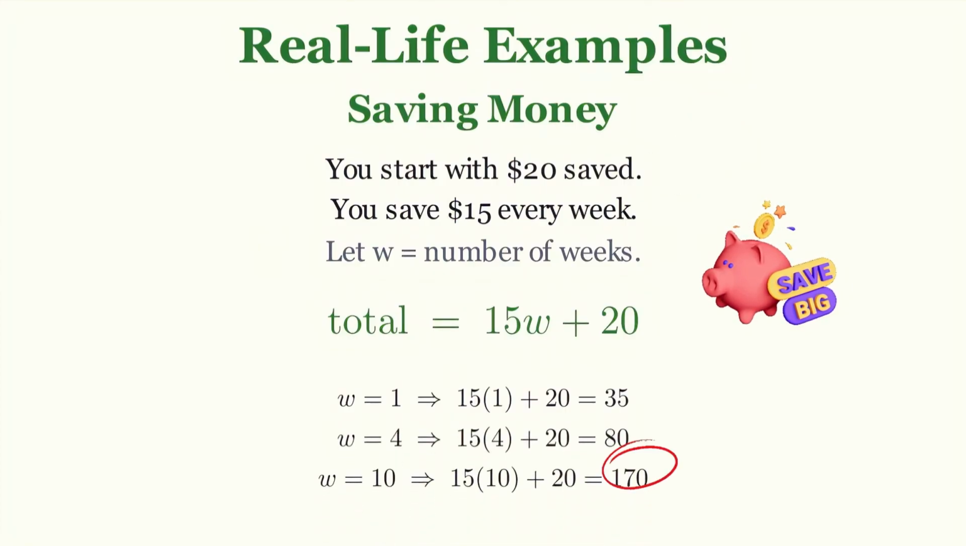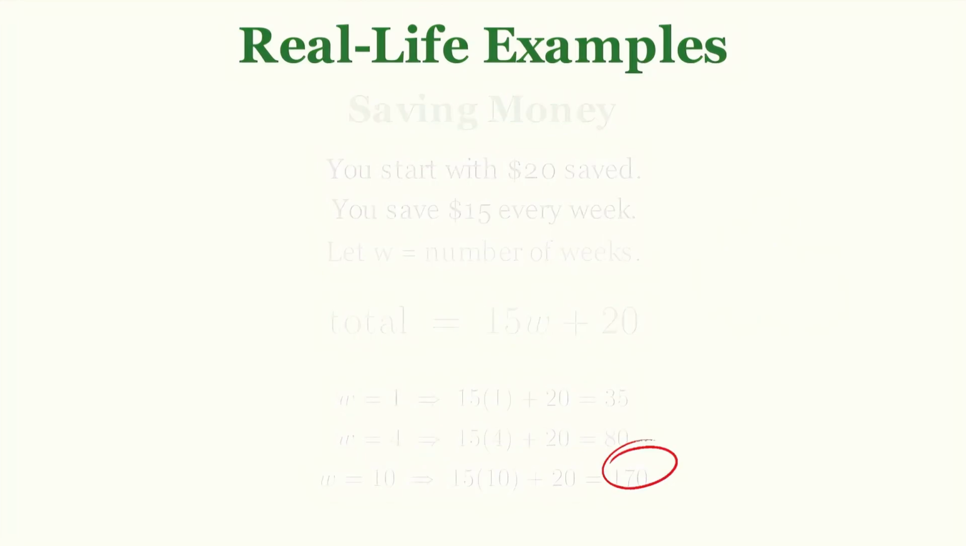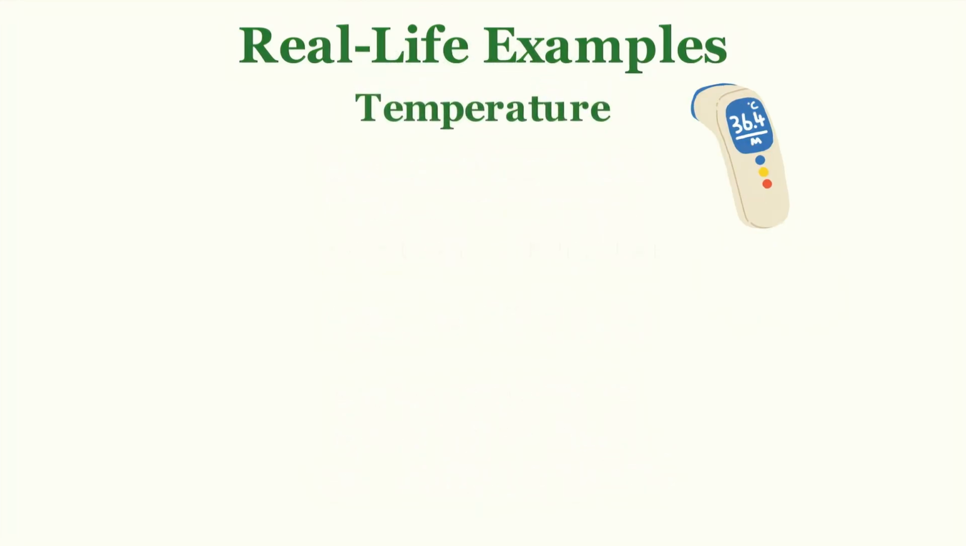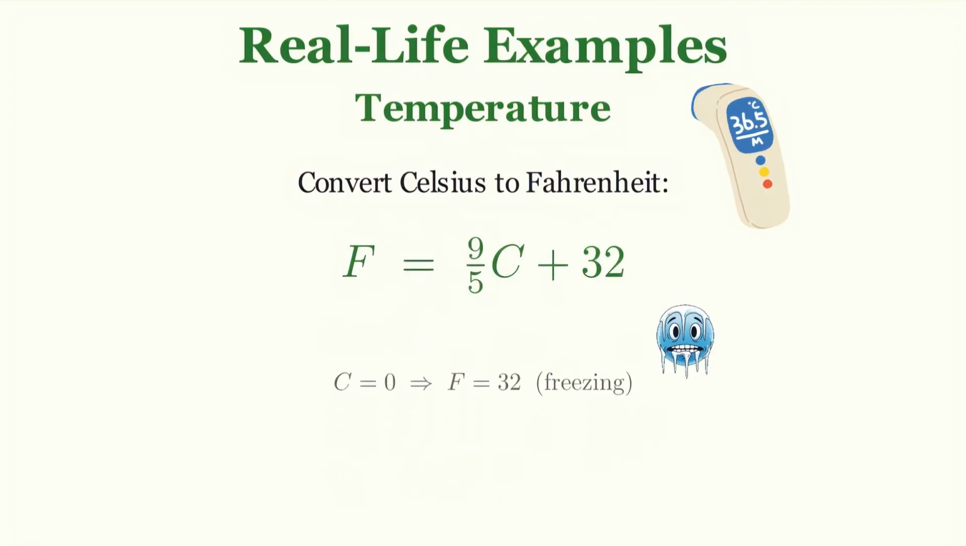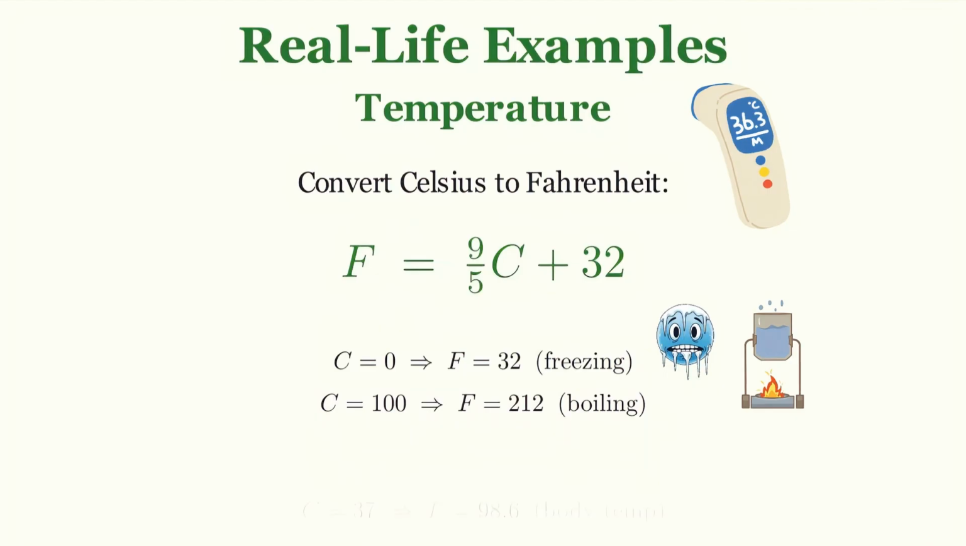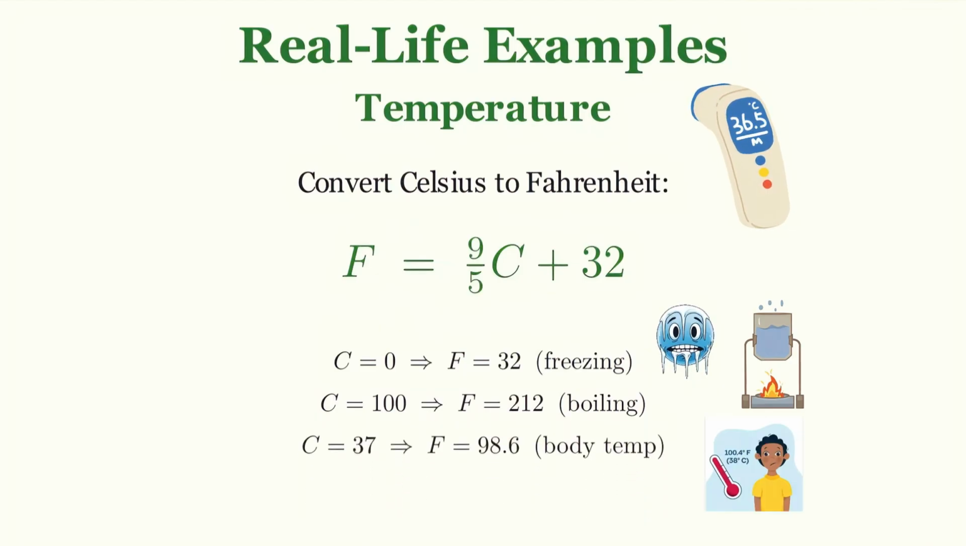After 10 weeks, 170. And one you've definitely seen, Celsius to Fahrenheit, F equals 9/5 C plus 32. Plug in 0, you get 32, freezing. Plug in 100, you get 212, boiling. You use algebra every time you check the weather.